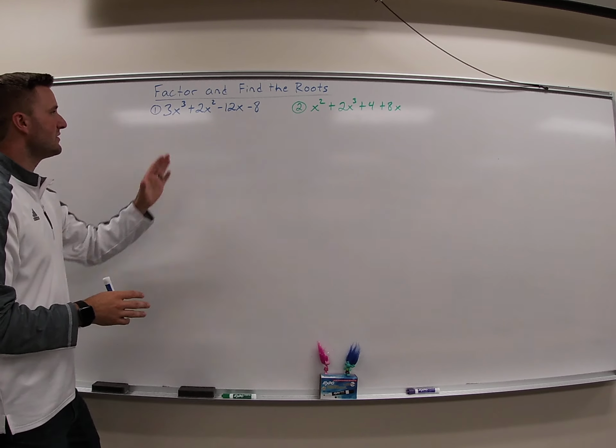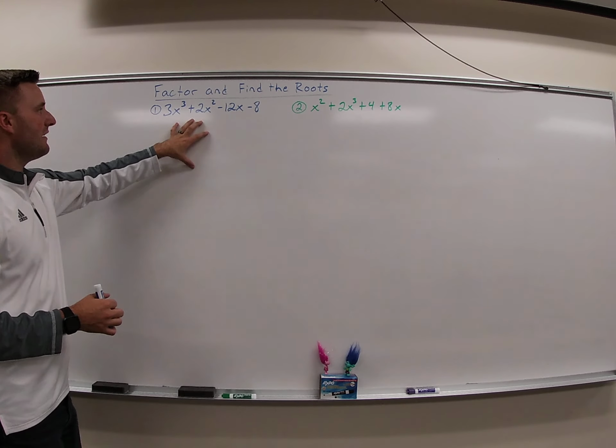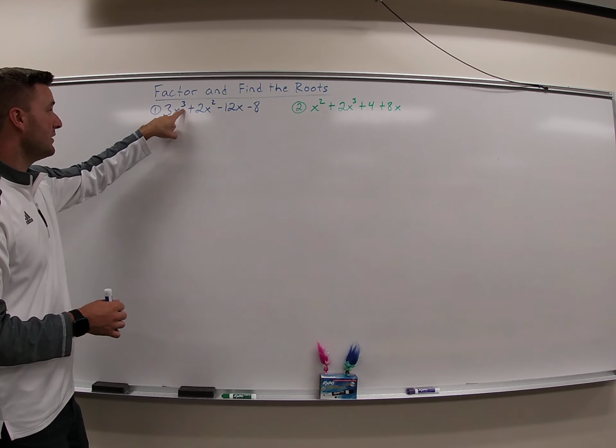The other thing we're going to do is find the roots, or find the zeros, or where, if we were to graph this, it would cross the x-axis. Now this has up to 3 roots because its highest exponent is a 3. So let's go ahead and group these.